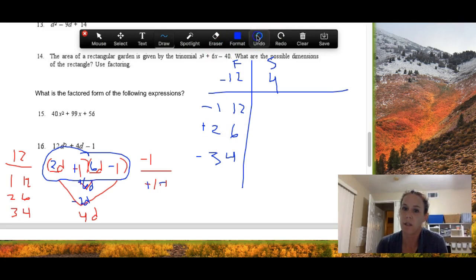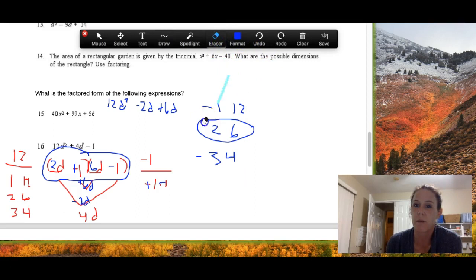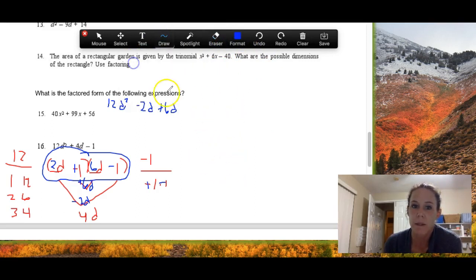No, it's not. I was just kidding. It's going to be -2, +6. I don't know why I did that. Sorry. All right. Those are going to give me 4. So there's my factors. And then what they have you do is go, all right, well, then I go 12D squared, and I break up 4D into -2D plus 6D. And then I'm going to erase all this because it's in my way. And then I'm going to get -2D plus 6D and then -1.